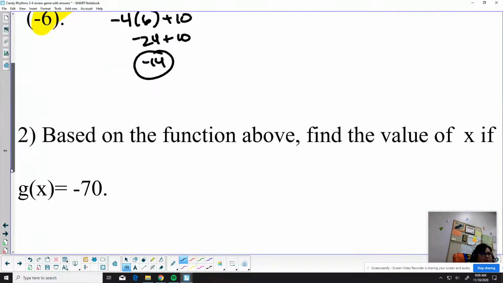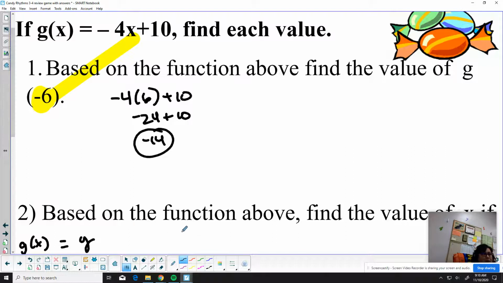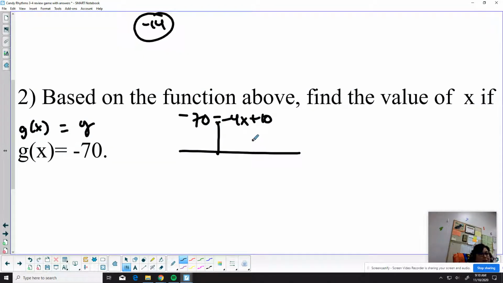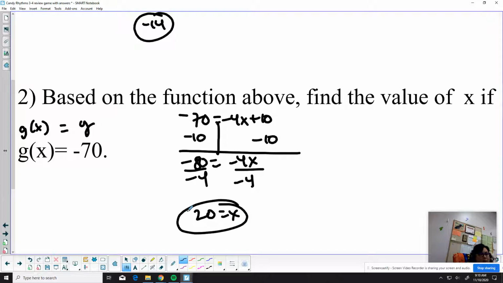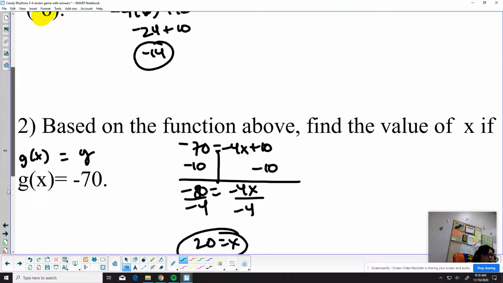On the flip side of that, this one says that g of x is negative 70. Well, g of x equals y, so this negative 70 is going to go on the left side. So negative 70 equals negative 4x plus 10. Now I have a problem where I'm solving equations. I would subtract 10 on both sides and divide by negative 4. That would give me 20 as my x. So those are two different problems. For the one, I put in for x, and for the other, I put in for y.